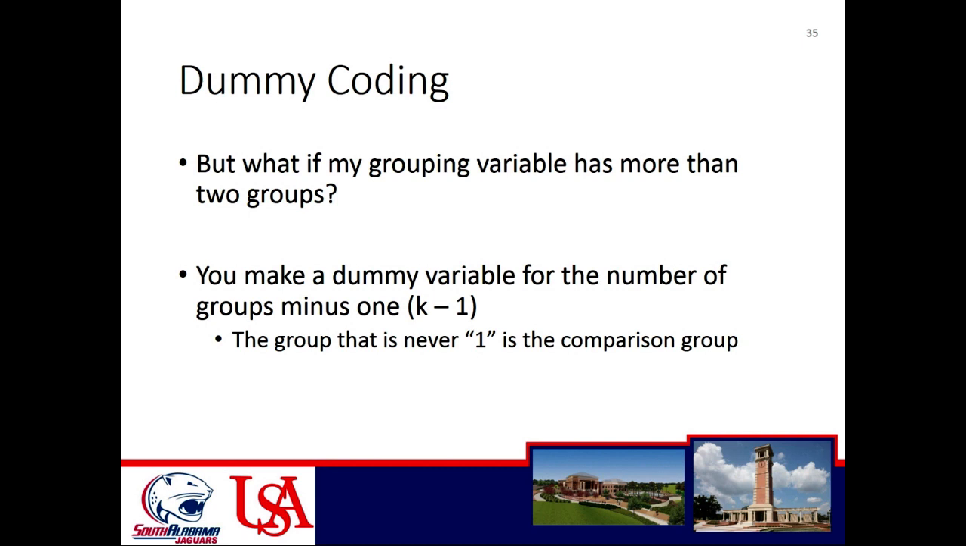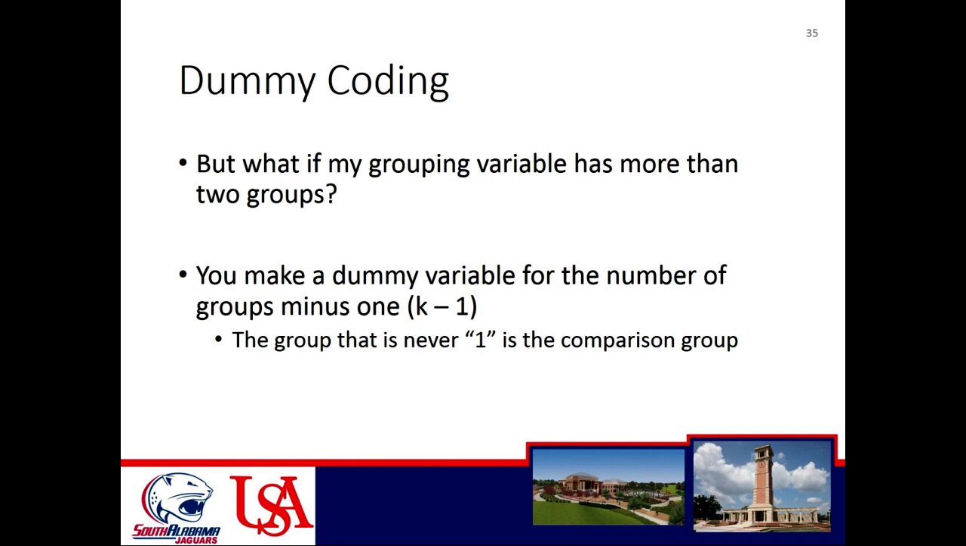If you have a grouping variable with more than 2 groups, you make a dummy variable for the number of groups minus 1. If you have a grouping variable that has 3 groups, you make 2 dummy variables. If you have 4 groups, you make 3 dummy variables. If you have 5 groups, you make 4 dummy variables, and so on.